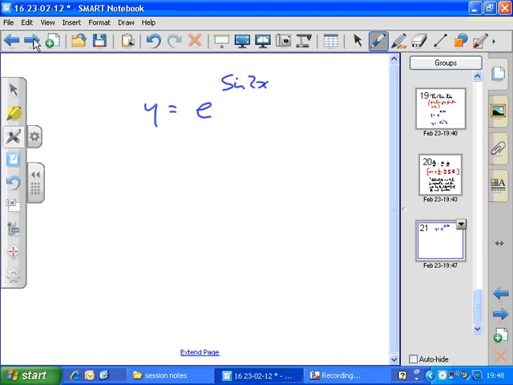Now again, this u has been introduced. What is u? U is the inner function. This is u. The inner function. What do I mean by the inner function?